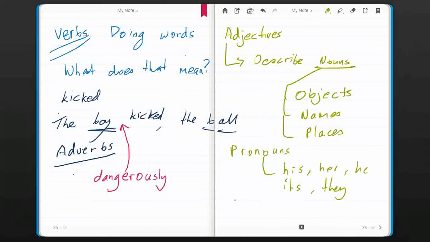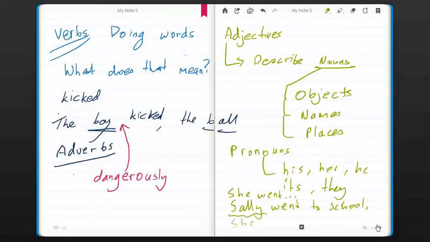Sally went to school, or we could replace this noun with she. So that would be she went to school. Okay, that makes sense with pronouns, hopefully.